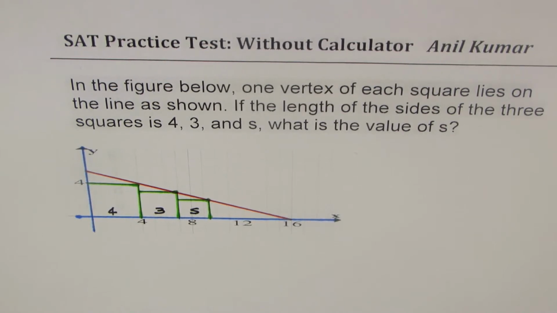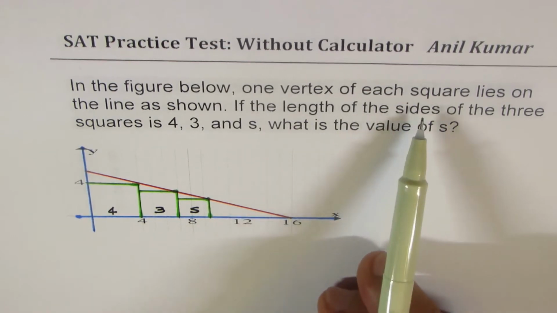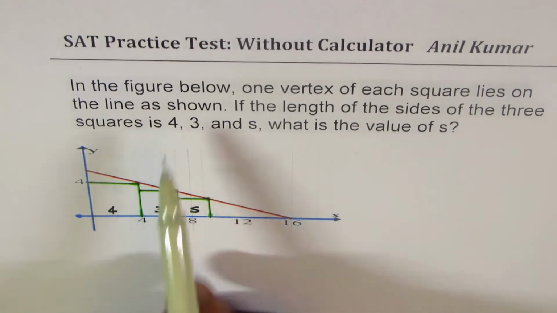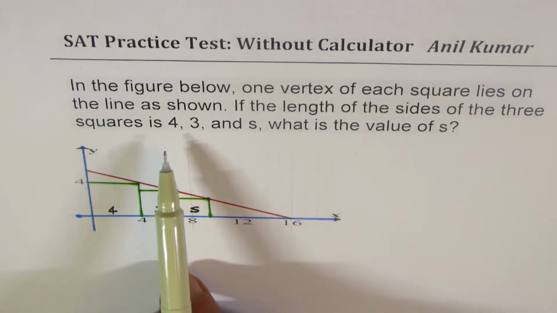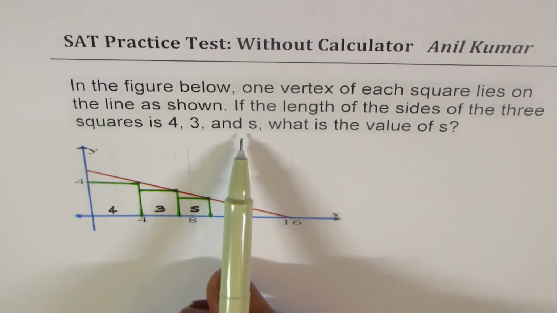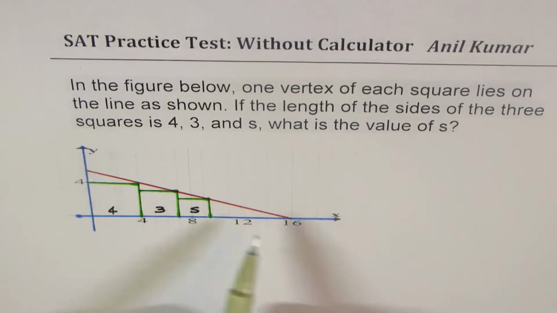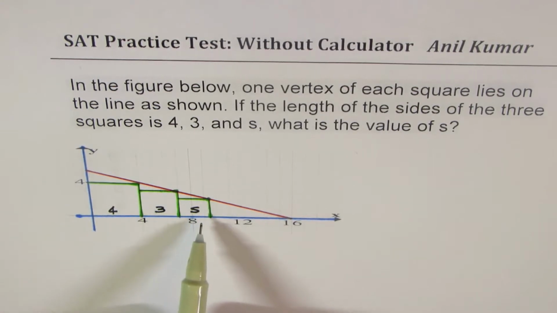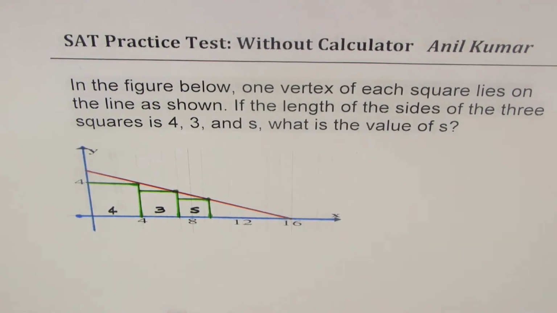The question here is, in the figure below, one vertex of each square lies on the line as shown. If the length of the sides of the three squares is 4, 3 and s, what is the value of s? Now here's a diagram for you. Red line, three squares, those shown with green, 4, 3 and s. I'd like you to pause the video, answer the question, and then look into my suggestions.